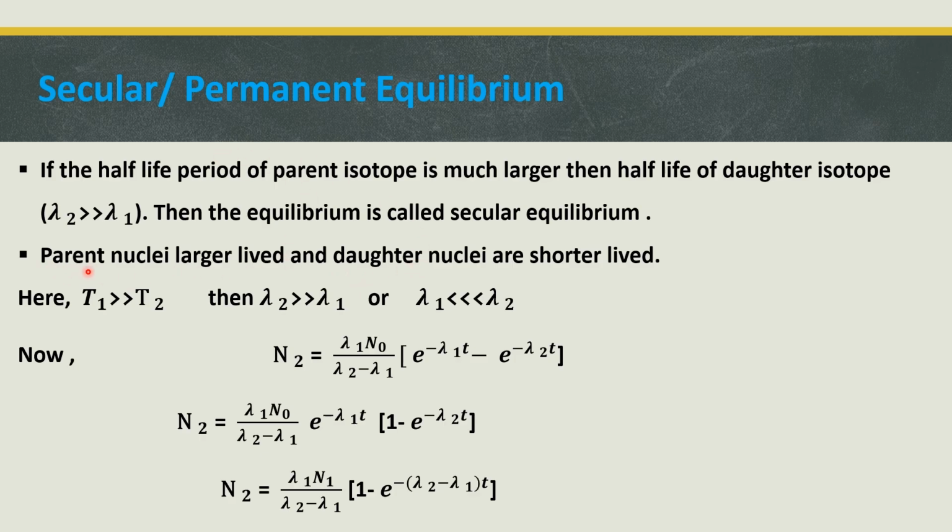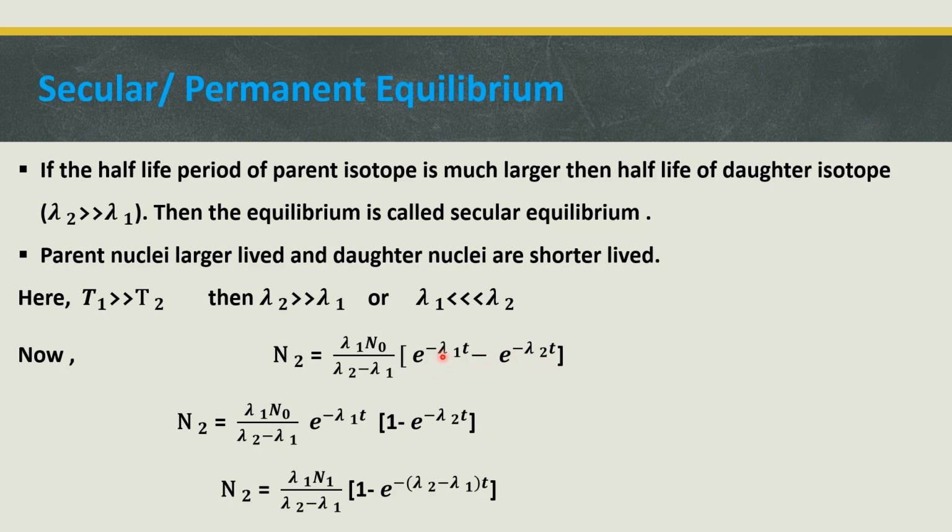In this case, the parent nuclei are longer lived and the daughter nuclei are shorter lived. So here T1 is much greater than T2, then lambda 2 is much greater than lambda 1, or we can also say that lambda 1 is much smaller than lambda 2. So N2 is equal to lambda 1 N naught by lambda 2 minus lambda 1 into e to the power minus lambda 1 t minus e to the power minus lambda 2 t.